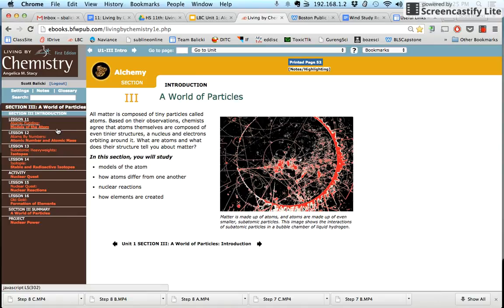In section 3, we're talking about a world of particles. We talk about models of the atom in lesson 11. In lesson 12, students learn about the difference between atomic number and atomic mass. In lesson 13, students learn that atoms have different isotopes based upon the number of neutrons they have. Lesson 14 investigates the relative stability of isotopes for atoms.